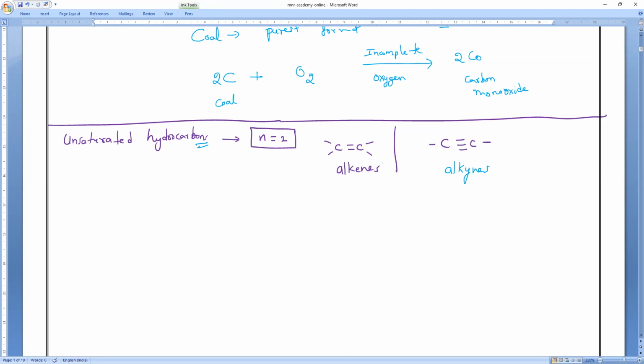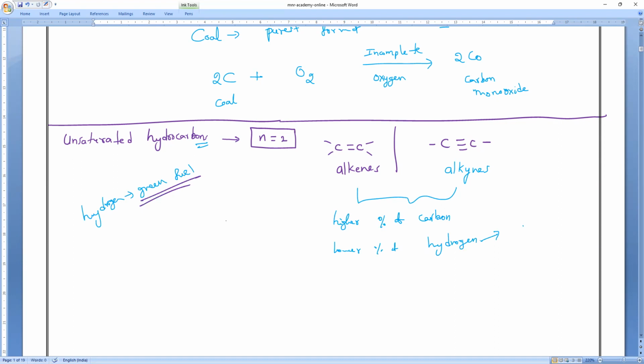Now, if I burn these two, remember, note it everybody, there is a higher percentage of carbon and a lower percentage of hydrogen. Do you understand, everybody? Why hydrogen, sir? Hydrogen is the best fuel. Basically, hydrogen is the green fuel: eco-friendly, pollution-free.